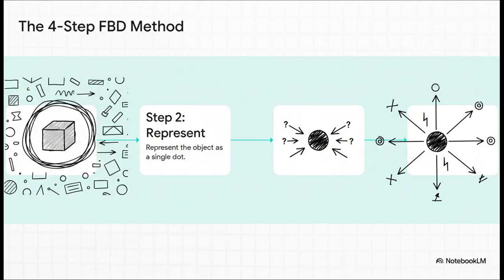All right, you ready? Step 1, isolate. You mentally pick up your object and pull it away from everything else. Step 2, represent. You take that object and replace it with a single dot. Why? It gets rid of all the noise, all the clutter. Step 3, identify. Now you play detective. You find every single push or pull, every external force acting on that dot. And finally, step 4, draw and label. For each force you found, you draw an arrow starting from the dot, pointing in the right direction, and give it a name. Isolate, represent, identify, draw. That's your recipe for success.